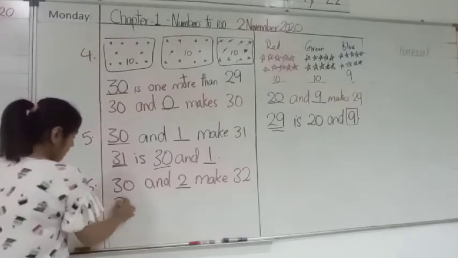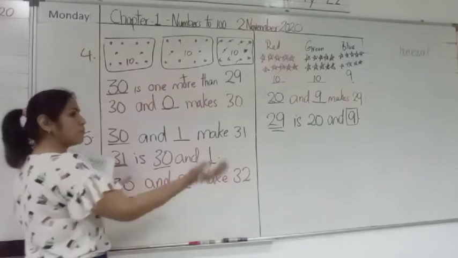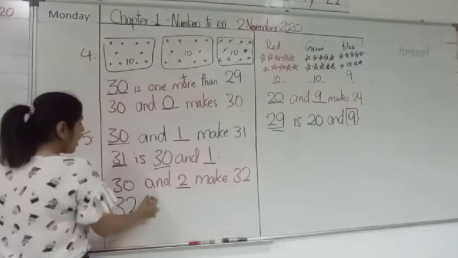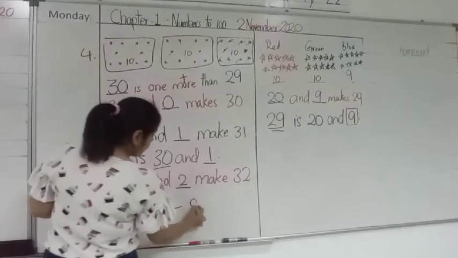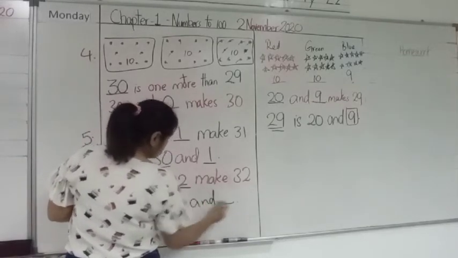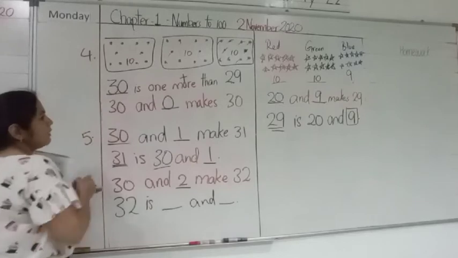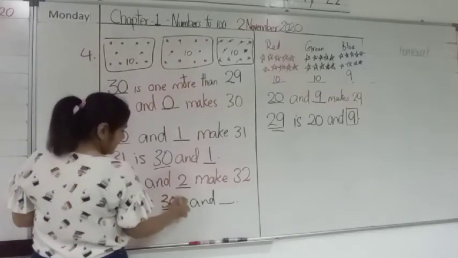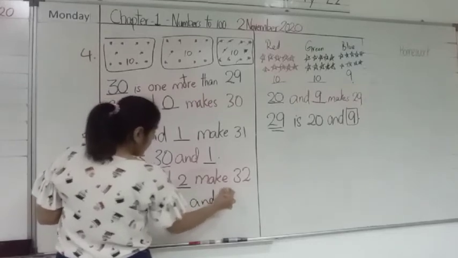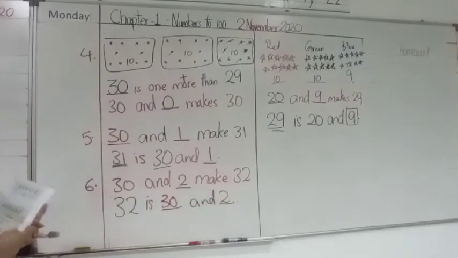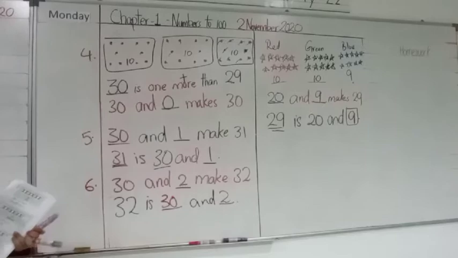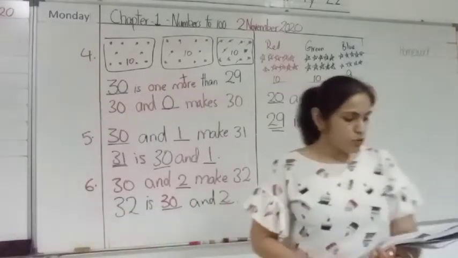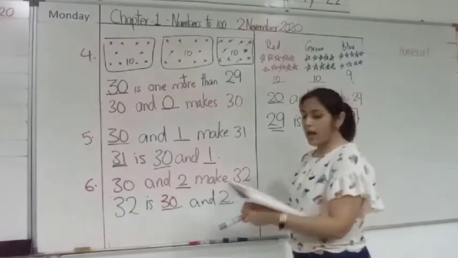Now, tell me, I'm going to ask you this question. I'm going to turn the question and ask you, how do you make 32? How many tens and ones are there in 32? Then you will say, Miss Nisha, there are 3 tens. That is 30 and 2 ones. 30 and 2 makes 32. Very good. Now come to page number 9.